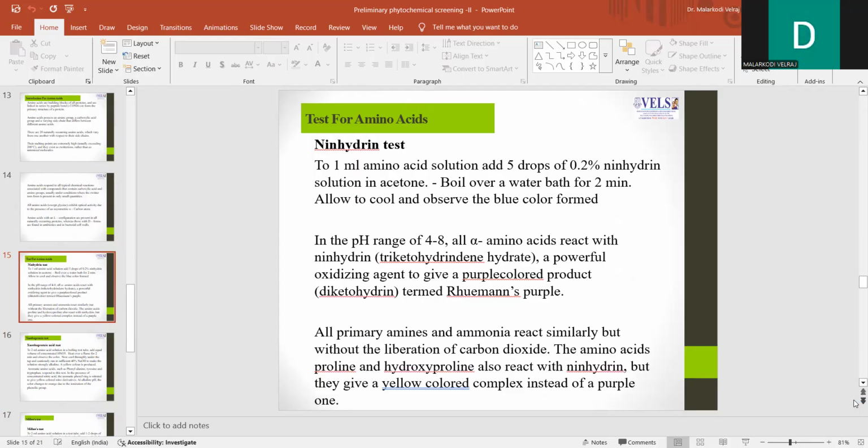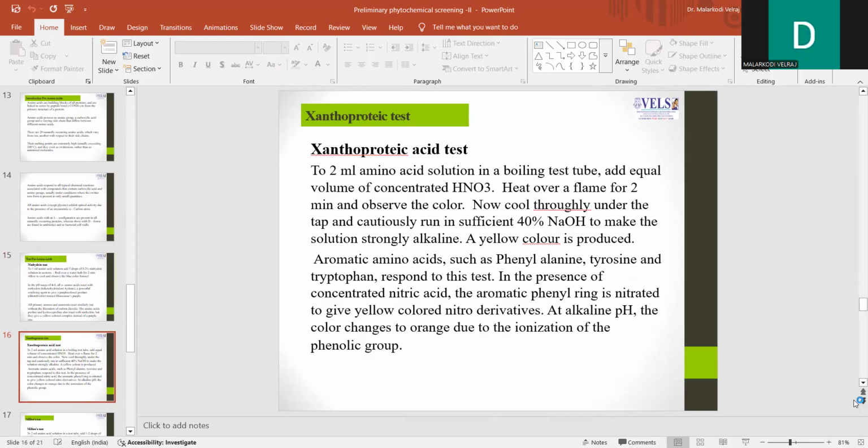In the pH range of 4 to 8, all amino acids react with ninhydrin, a powerful oxidizing agent, to give a purple colored product termed Ruhemann's purple. All primary amines and ammonia react similarly, but without the liberation of carbon dioxide. The amino acids proline and hydroxyproline also react with ninhydrin, but they give a yellow colored complex instead of a purple one.